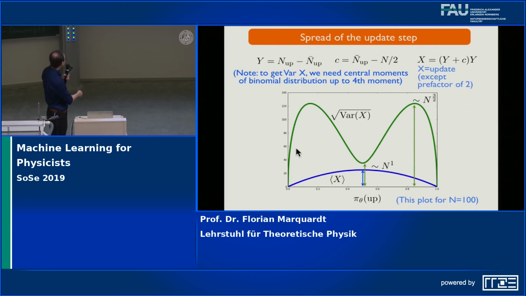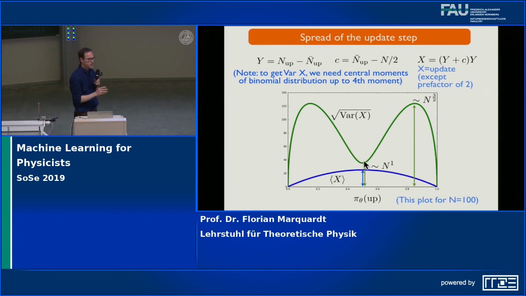Okay, and so you see here for a batch size of 1, this is the expected update, so the average of x. The green is the spread of x. And then you see that unfortunately, at least the way it's displayed here, the average is below the spread. So it's pretty bad.